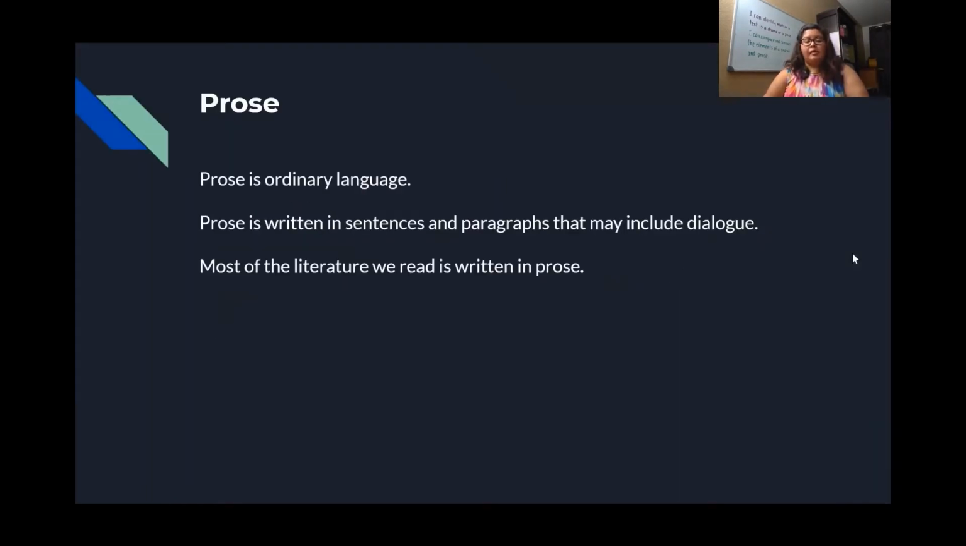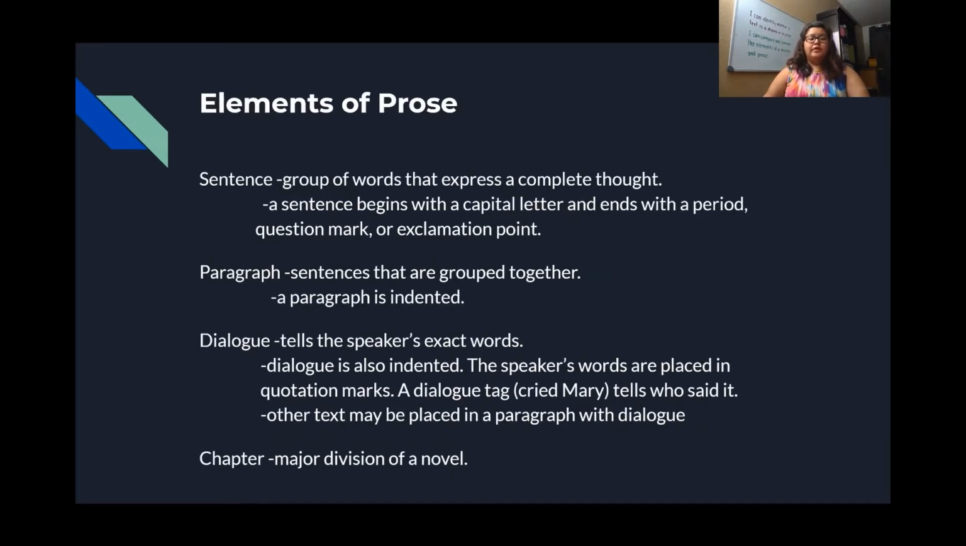So let's think about prose. I know the last lesson you talked about it a little bit, but just as a reminder, prose is ordinary language. It's written in sentences and paragraphs, and it might include dialogue. Most of the literature, most of the books and stories that we read, is written in prose. So the things that you're familiar with are prose. When we think about prose, the elements that we're going to be looking for are sentences, paragraphs, dialogue, and when you get into a larger text, chapters.